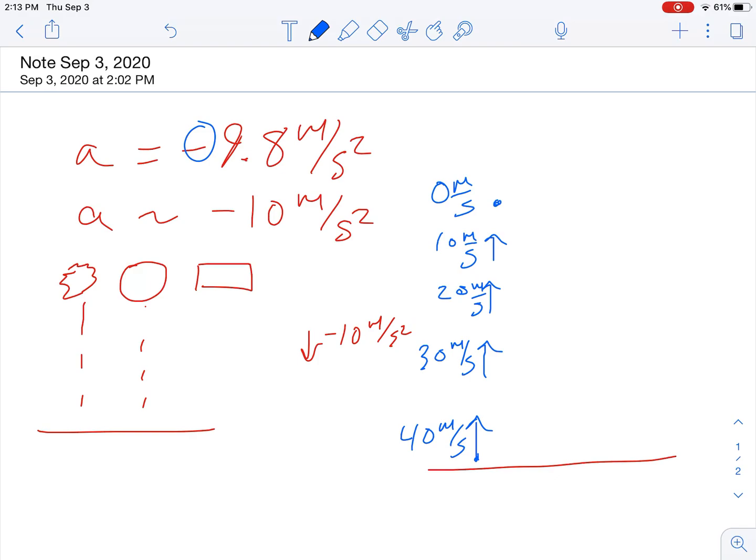So what happens then? Well, the ball doesn't just stay there. Gravity continues to accelerate it downwards at a rate of negative 10 meters per second squared. So how is the velocity going to change from 0?